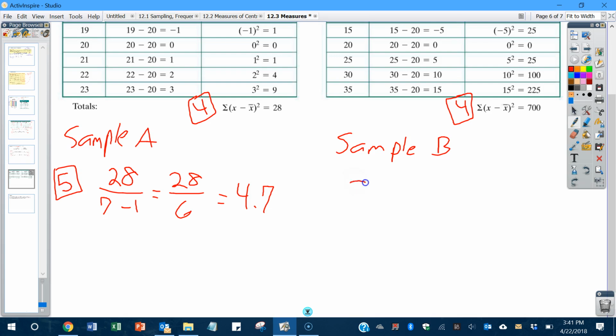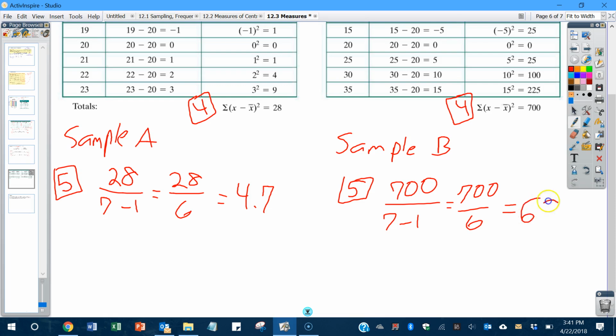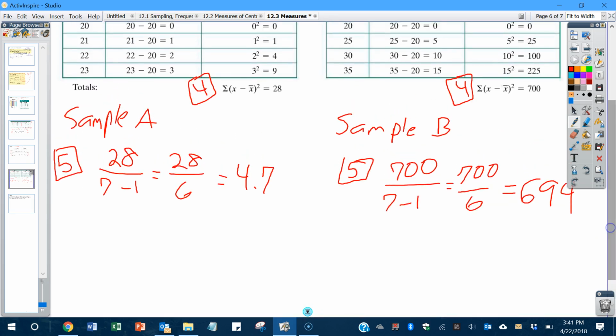Sample B, I'm going to divide the sum of the squares of the deviations by n minus 1, which is 7 minus 1. 700 minus 6, and this turns out to be 694. Okay, now I'm going to compare these in just a second, but I haven't found the standard deviation yet.